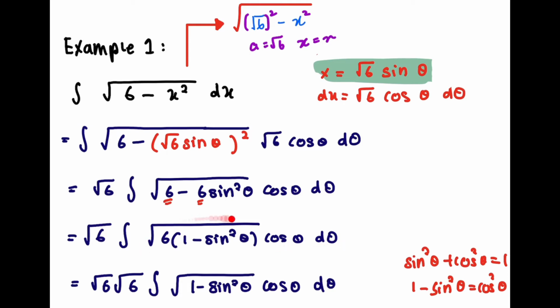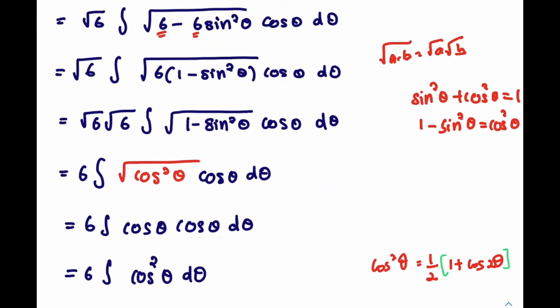Now we can split this. This is a times b, so you can split it as root a, root b. So this is just root 6, and this is root of 1 minus sine squared theta. Root 6 is a constant, so let's put it outside. You're left with the integral of root of 1 minus sine squared theta times cos theta d theta. Now let's focus here. We can exchange 1 minus sine squared using trigonometric identities. Sine squared plus cos squared is equal to 1, so 1 minus sine squared is equal to cos squared theta.